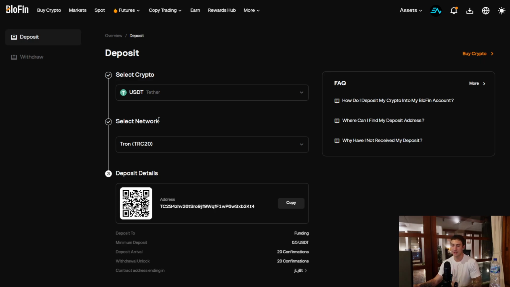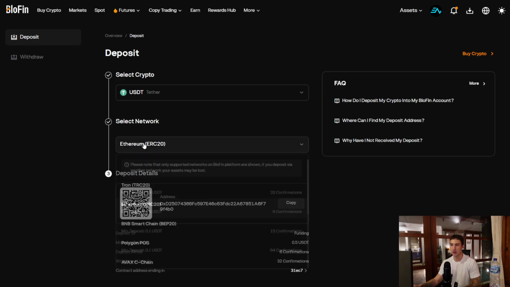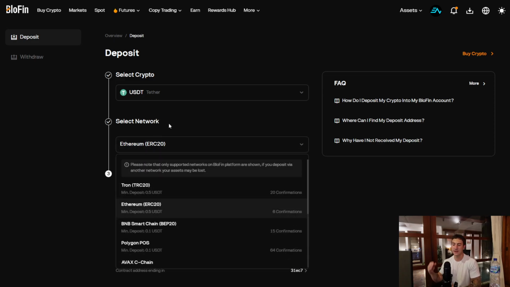If you're sending it from an exchange that supports Tron, I would recommend using TRC20, okay? This is going to be only $1 or $2 in transfer fees, so very low fees to transfer the money to your Blofin account. However, if you're transferring from a major exchange like crypto.com or Coinbase, those exchanges don't support TRC20. So in that case, you're going to want to use ERC20 or the Ethereum network, okay? Fees are going to be slightly higher, but not really noticeable, okay?